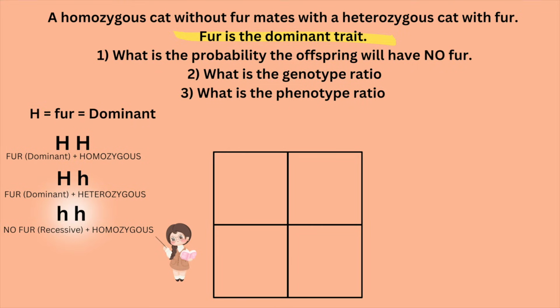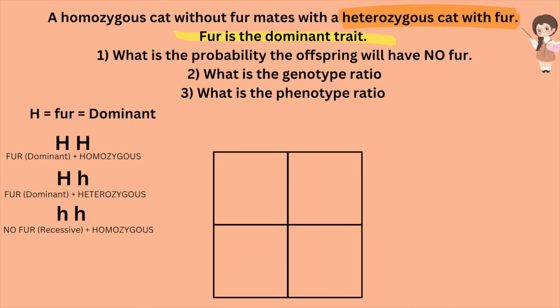For little h, little h, we know it will give us a phenotype of no fur because we have two lowercase h's here representing no fur. There is no dominant allele here to mask the recessive allele. So the recessive allele here is able to manifest. We also know this is homozygous because both letters are the same. They're both lowercase. So we're going to use this information to find out what genotype fits in the parents of these cats. The genotype of each parent will fit into these four areas here on the Punnett square.